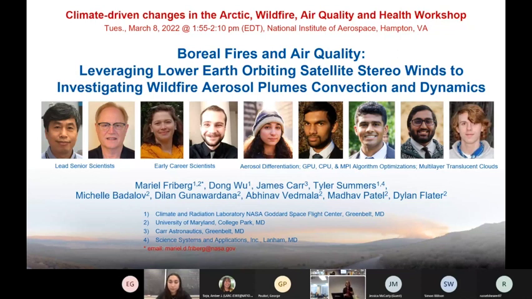And here we have pictures of the team. We have the two lead senior scientists, Dong Wu, Jim Carr, myself, Tyler Summers, Michelle, who will be presenting some slides today, Dilan, Abhinav, Madhav, and Dylan. And they all help with algorithm optimization, aerosol differentiation, and investigating multi-layer translucent clouds using our method, which we'll get into in a second.